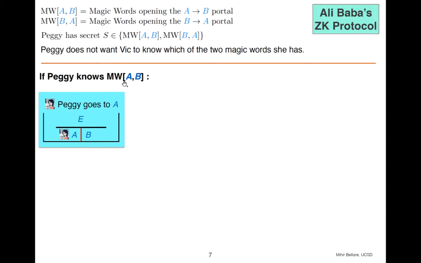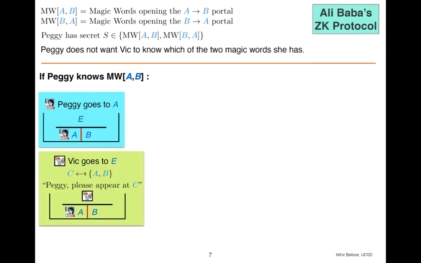Let's suppose that she knows how to go from A to B. So then she's the first person to enter the cave, and she goes and just positions herself here next to the A part. Now notice that given this wall, no one can actually see Peggy if they're sitting over here. Now that Peggy is in position, she tells Vic to enter the cave, and only now does he come in, and he sits at this point.